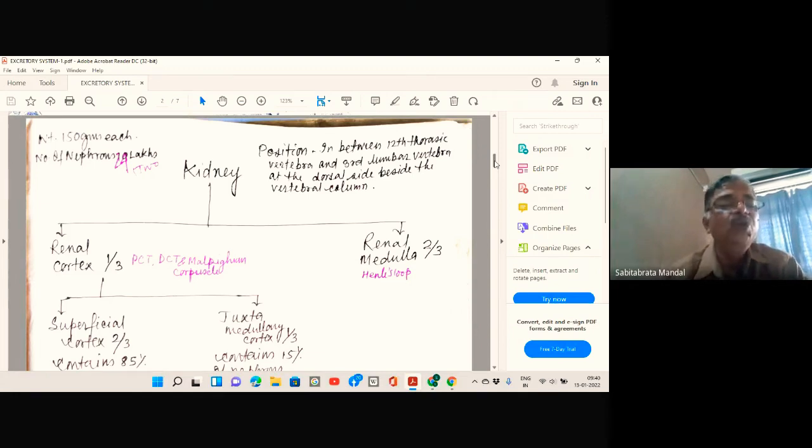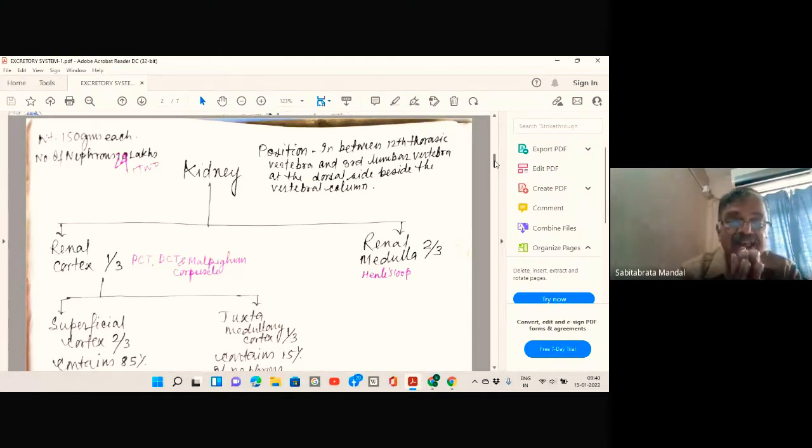Its weight is 150 gram each. And the number of nephrons in the two kidneys is about 24 lakhs. Now remember, the filtering unit of the kidney is nephron.